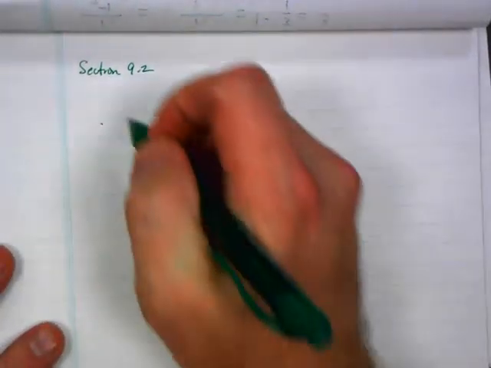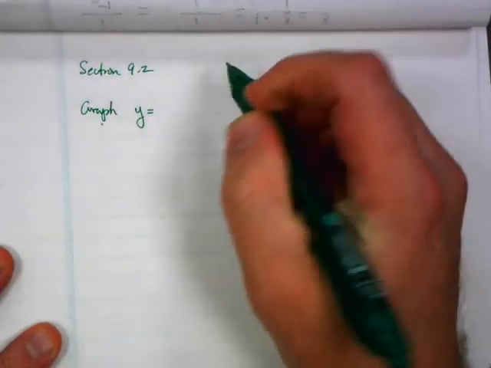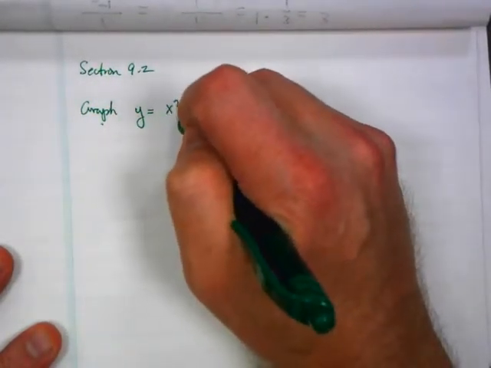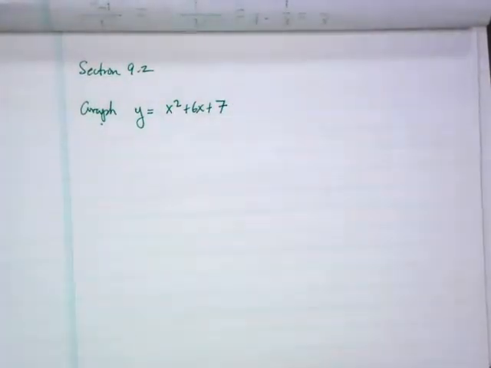The question might have been: graph y equals x squared plus 6x plus 7. First off, that is not a line. How do you know that it's not a line? It's got an exponent. It's got an x squared.